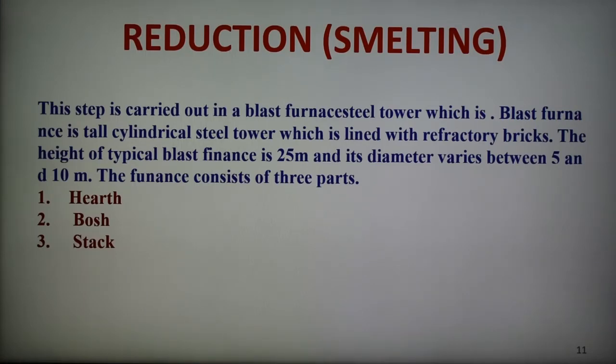During the reduction, additional reagent is also added to the ore to remove the impurities still present in the ore. This additional reagent is known as flux, and flux combines with the impurities to form a fusible product. That product is known as slag. So flux plus impurities forms the slag.